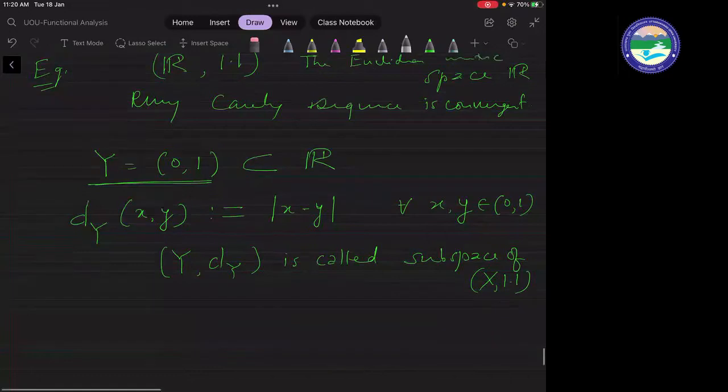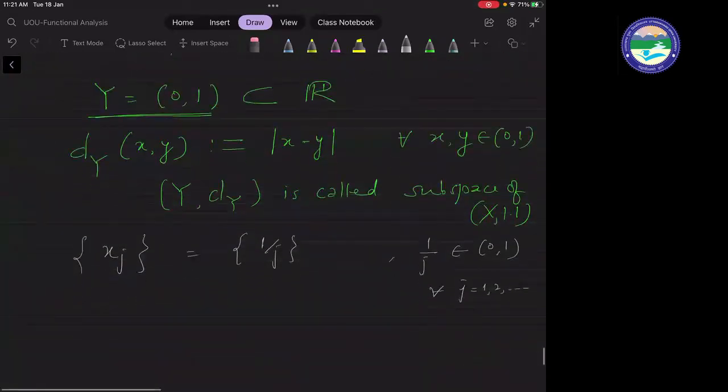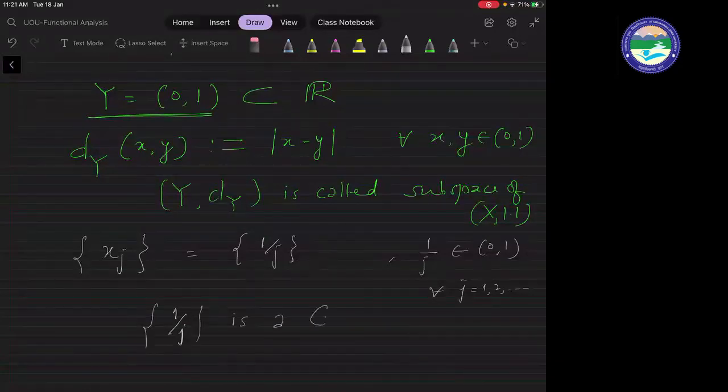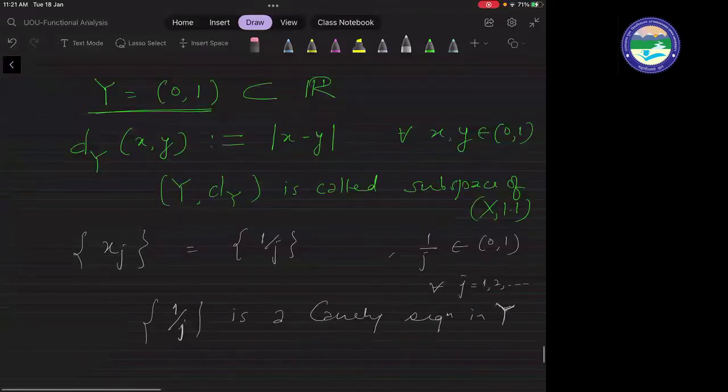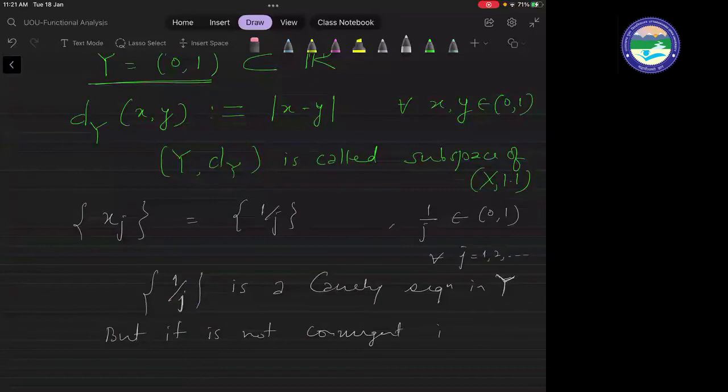Now you take a sequence x_j given by 1/j. Each 1/j belongs to (0, 1) for all j = 1, 2, up to infinity. Is it correct? Yes, sir. But you see, in R, this 1/j converges to 0. So this means 1/j is a Cauchy sequence in Y also, but it is not convergent in Y.